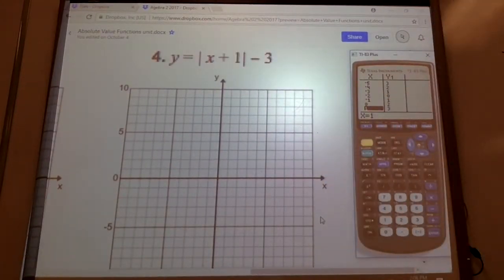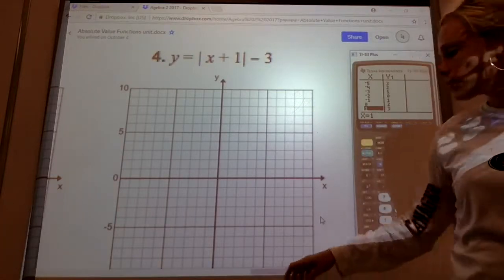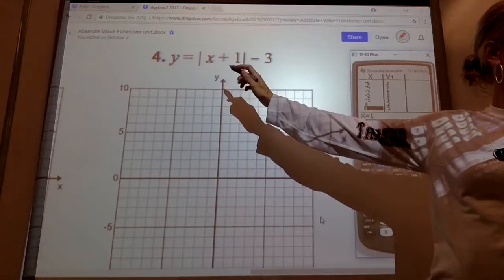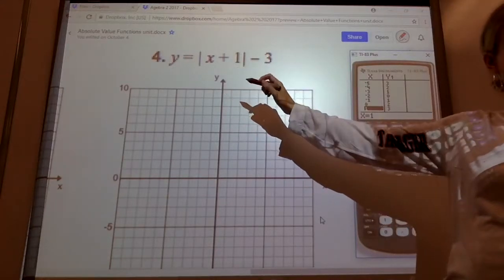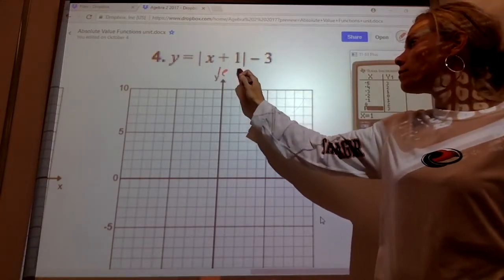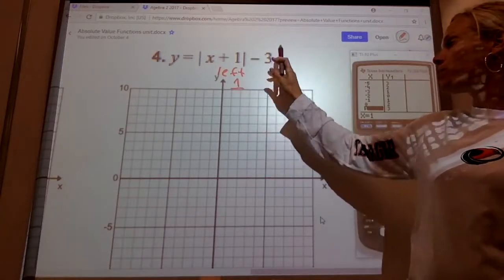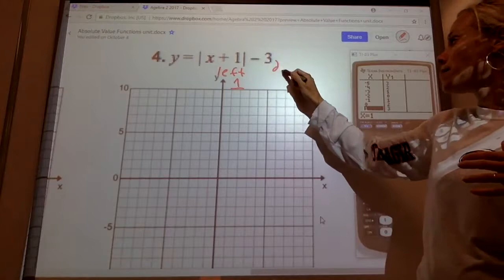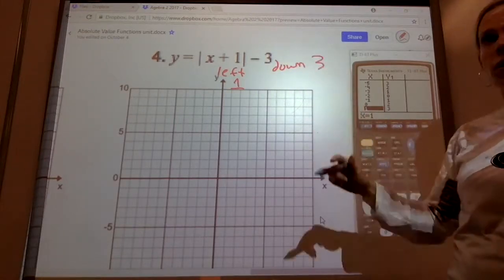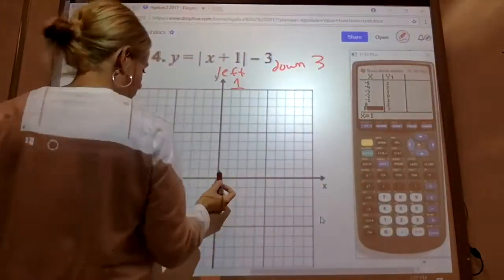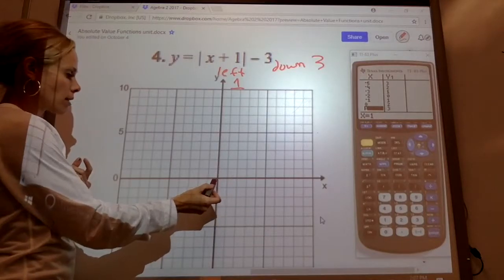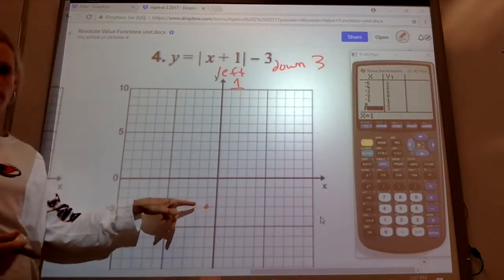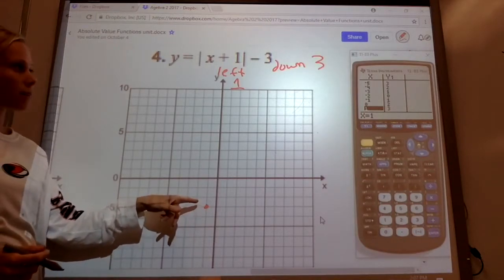In this example, I have both movements. So I'm looking and I'm thinking, okay, I'm adding 1 inside the absolute value. So what does adding 1 inside mean? Left 1. And if I'm subtracting outside the absolute value, what does that mean? Down 3. Very good. So what I know about my vertex is that if I'm at 0, 0, and I went left 1, down 3, I know my vertex is here, right, at negative 1, negative 3.